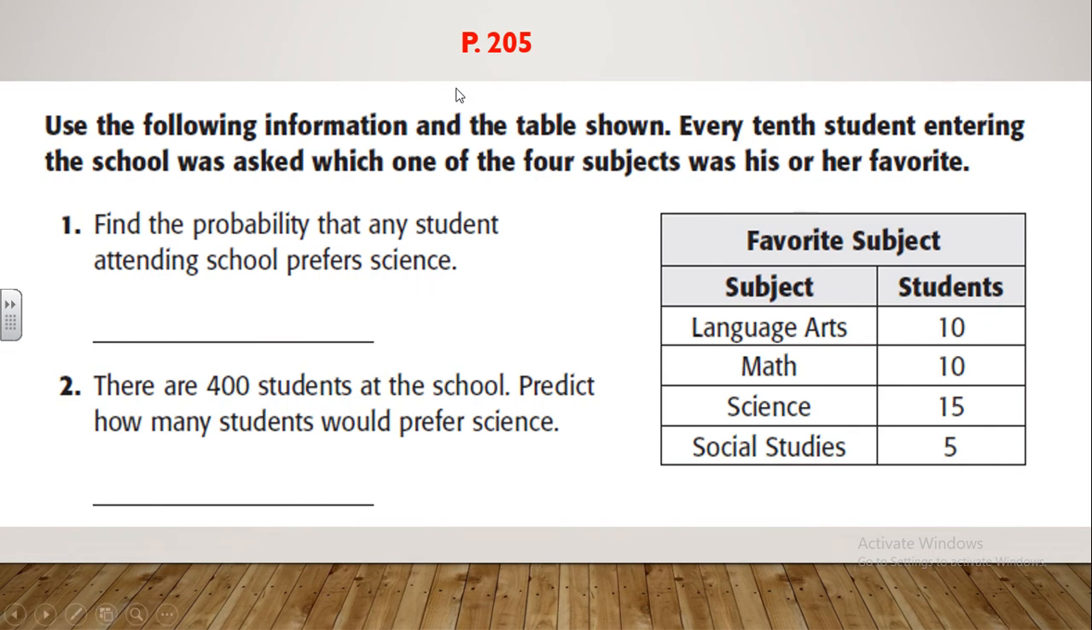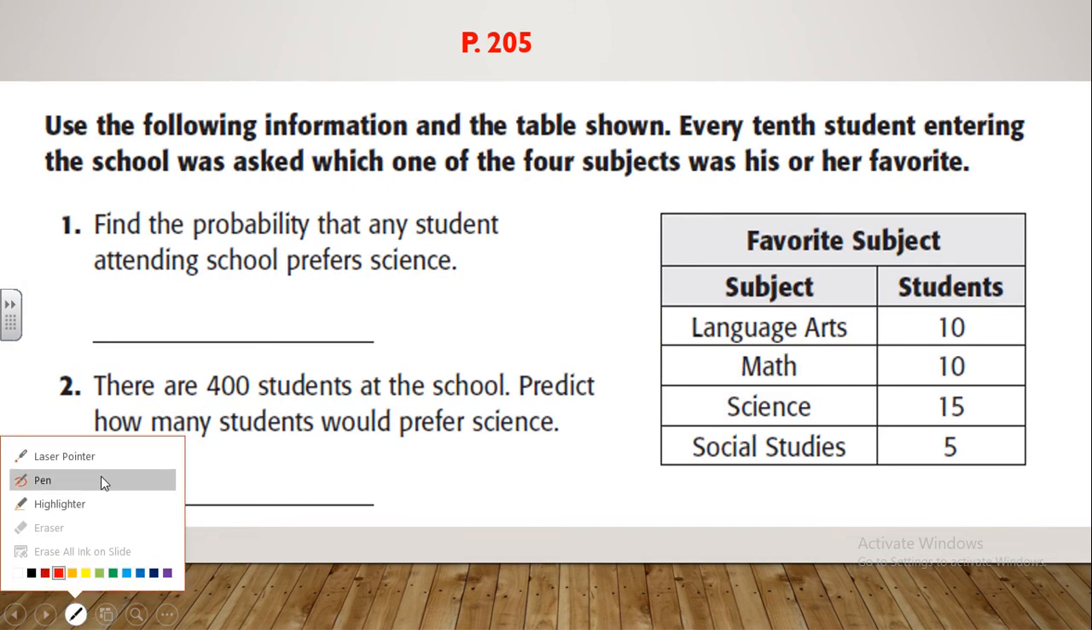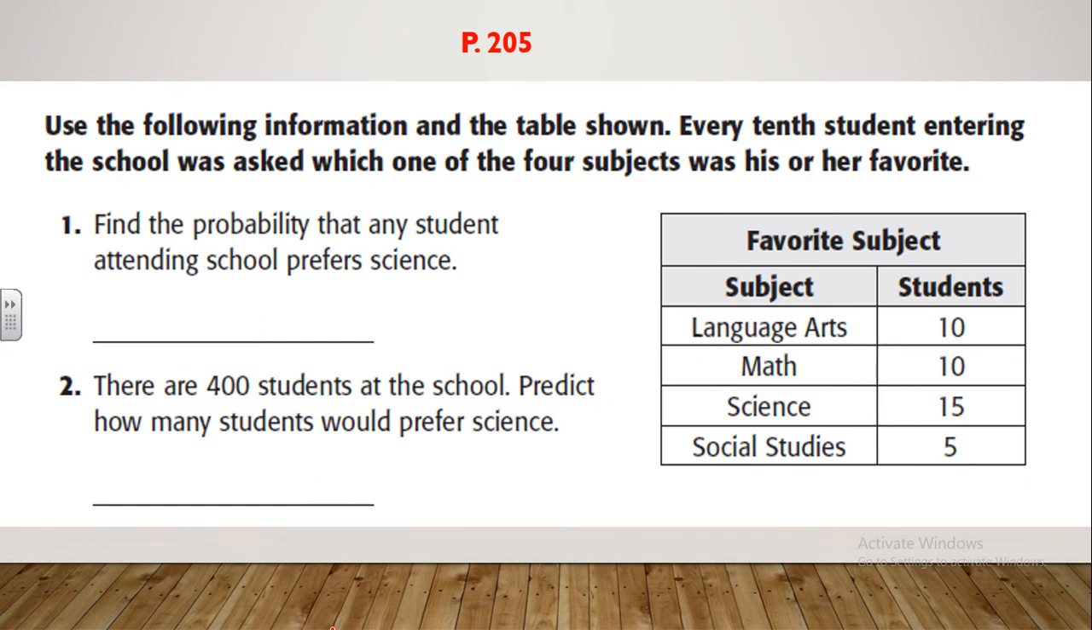Now I want you to open your booklet to page 205. Okay? Let's see the first example that we have today. Here he wants you to use the information in the table shown here. The table shows the favorite subject for students: here he writes the subject, and here he writes the number of students that like this subject. So for example, language arts we have 10 students, for math we have 10, science we have 15, and social studies we have 5.